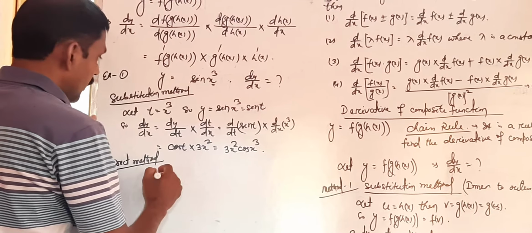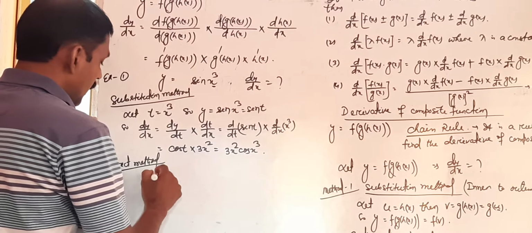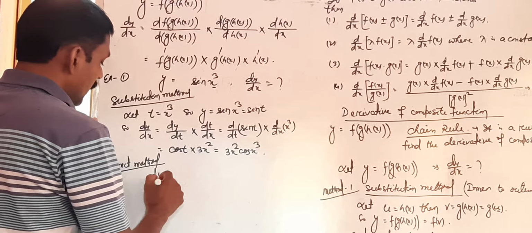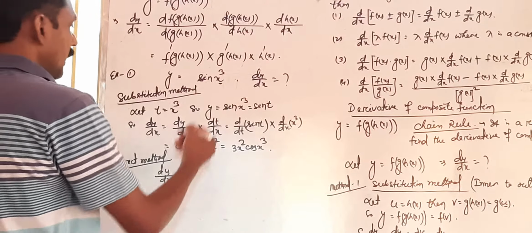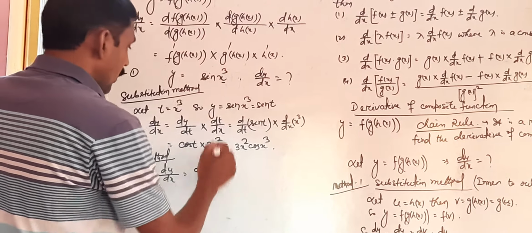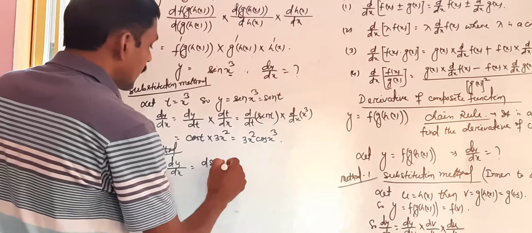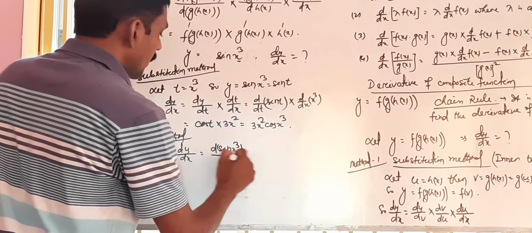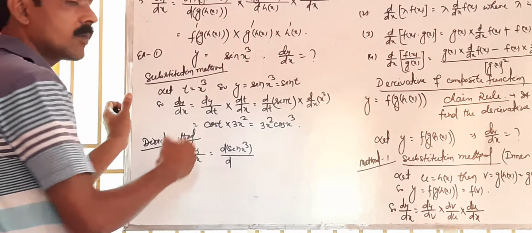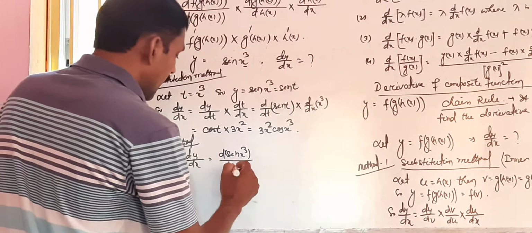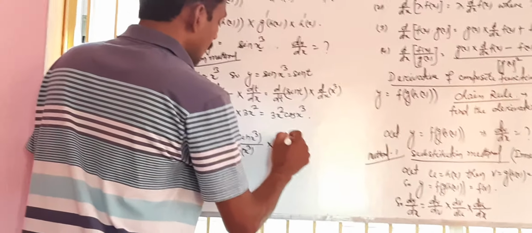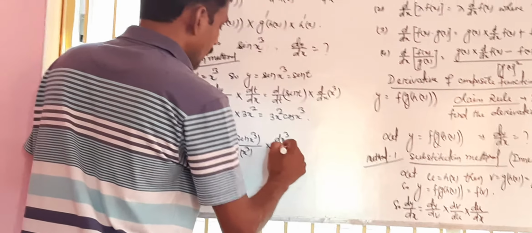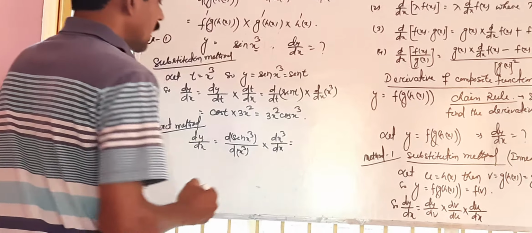In the direct method, what will we do? Here we want dy by dx. First you will write the whole thing. Why is this sin x cube? With respect to your outermost function, which is sin, you write only x cube into the derivative of x cube with respect to x only.